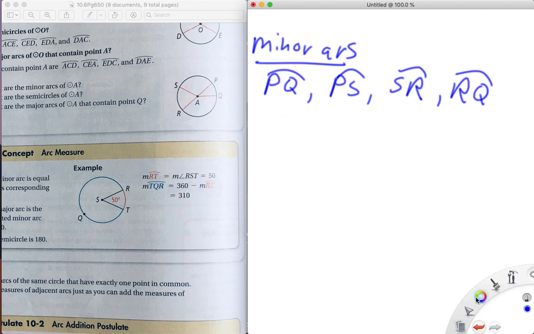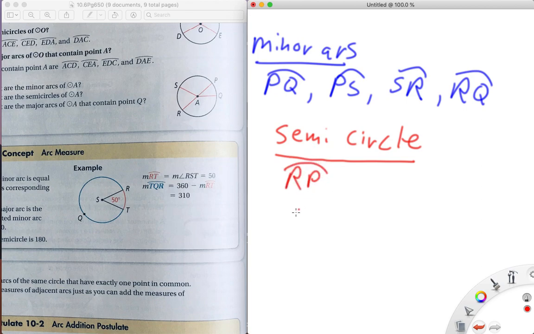Then they want to know what the semicircle is. Remember, a semicircle means it cuts the circle in half, where it's 180 degrees. So the only thing that cuts it completely in half is RP. So RP would be my semicircle.